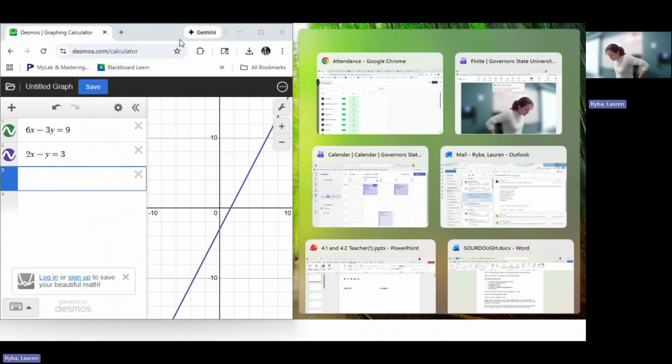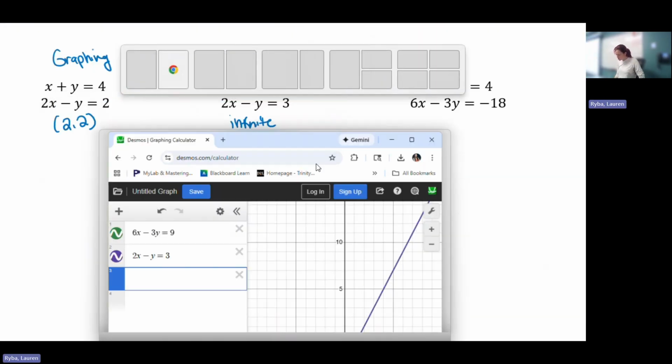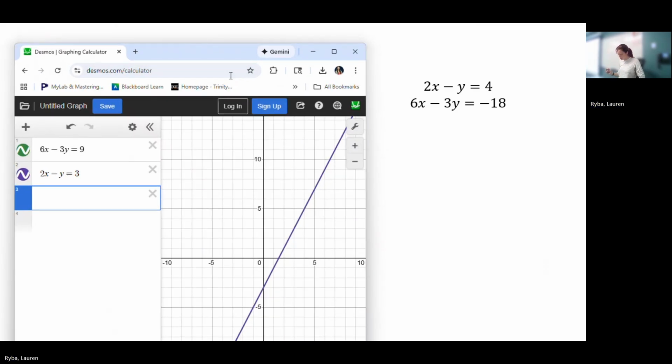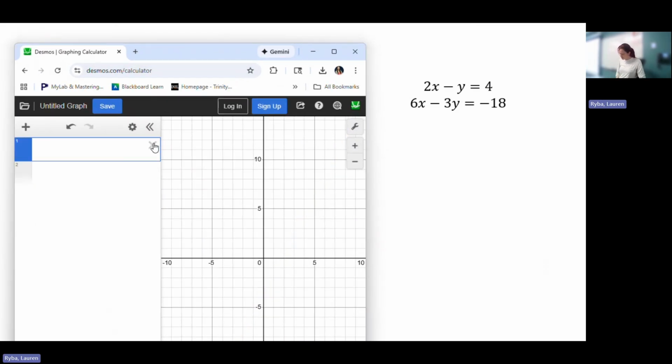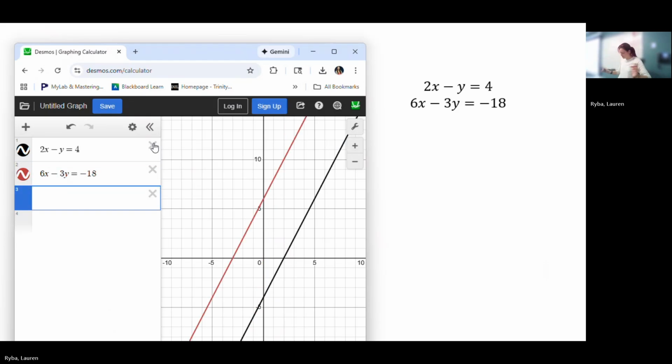Slide this over here. Oops. Oh, I didn't want to. Oh, I don't want to split screen. There we go. All right, so if I clear those out, 2x minus y equals 4. 6x minus 3y equals negative 18.